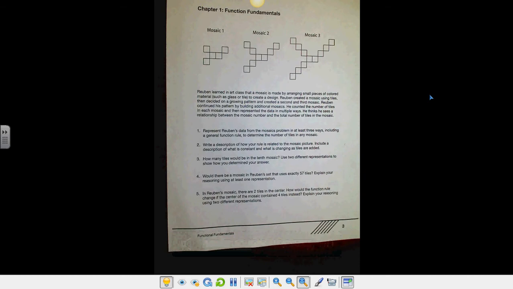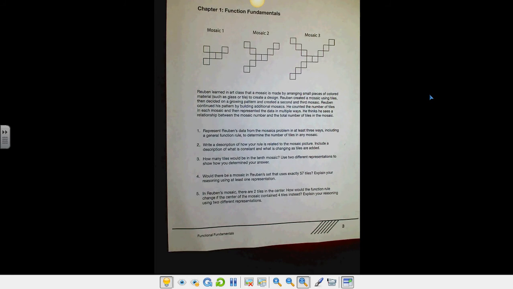Ruben learned in art class that a mosaic is made by arranging small pieces of colored material, such as glass or tile, to create a design. Ruben created a mosaic using tiles, then decided on a growing pattern, and created a second and a third mosaic. Ruben continued his pattern by building additional mosaics.